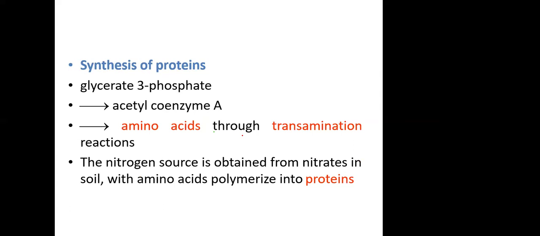Of course, like I said at some point in our discussion, to form an amino acid, you must have nitrogen. So the nitrogen comes when the plants absorb nitrates from the soil, and then these nitrates are reduced into ammonium compounds, then the amino group. The amino group is now joined onto the carbohydrate structure or skeleton, and then we form the protein.